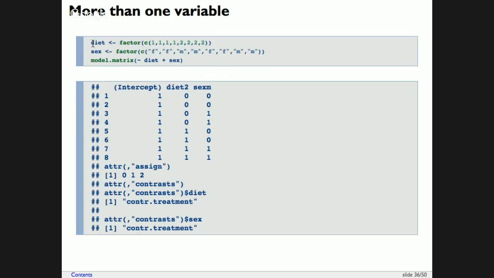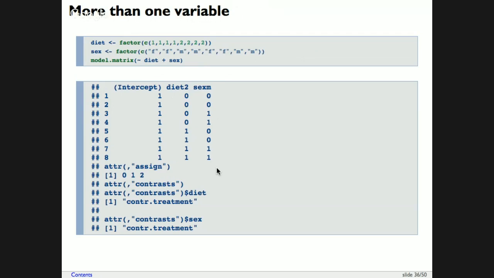Here's an example with 2 variables, diet 1 and 2, sex, female, male, and a 2 variable model. So each of these is just binary, so they get 1 dummy variable. So diet 1 is the reference, and diet 2 is the comparison group. So the second half of them are diet 2, so we get 1s for those 4 observations. And sex female becomes the reference because F comes before M in the alphabet. All of the males, numbers 3, 4, and 7, 8, get a value of 1 under that dummy variable.